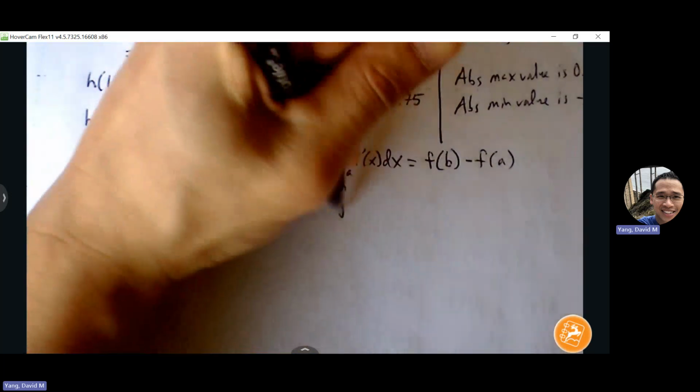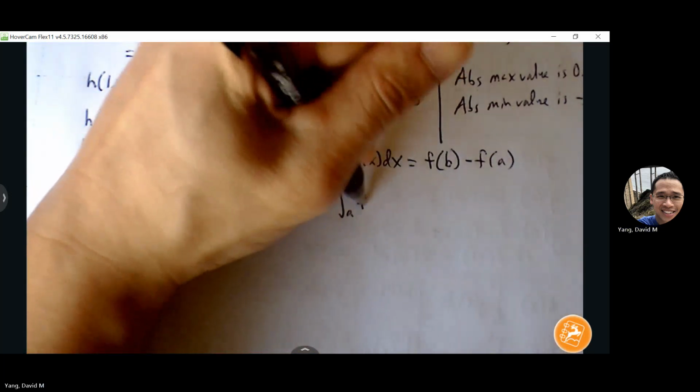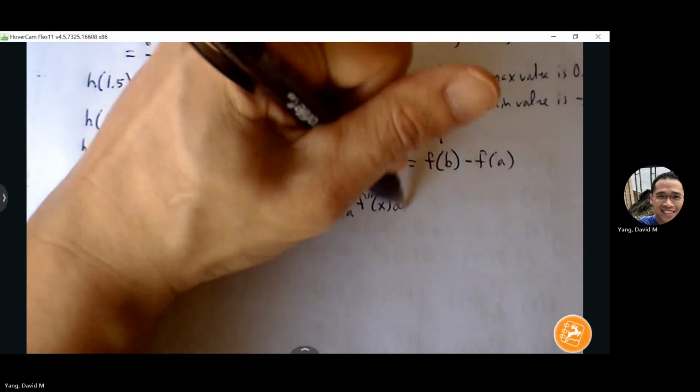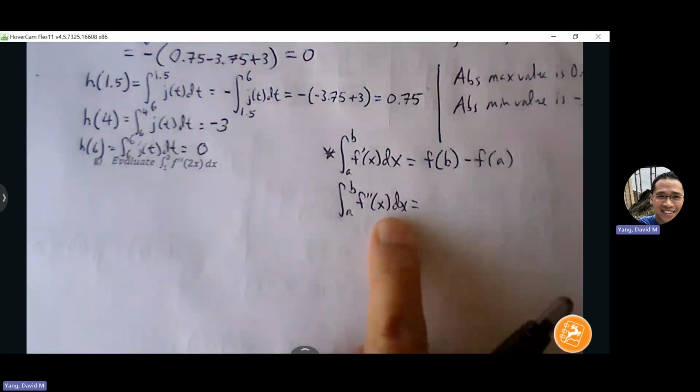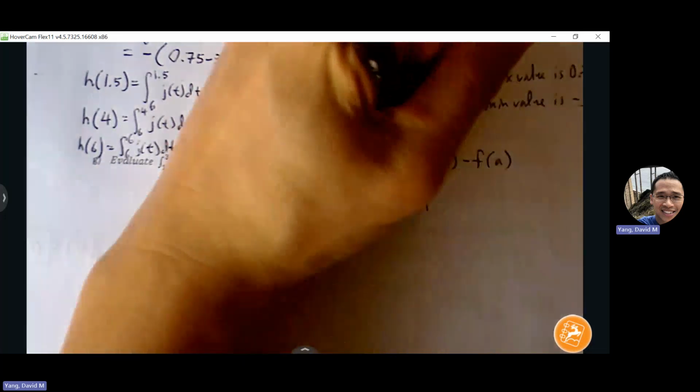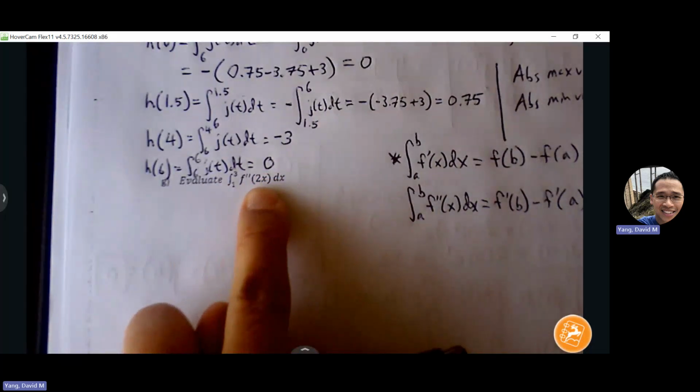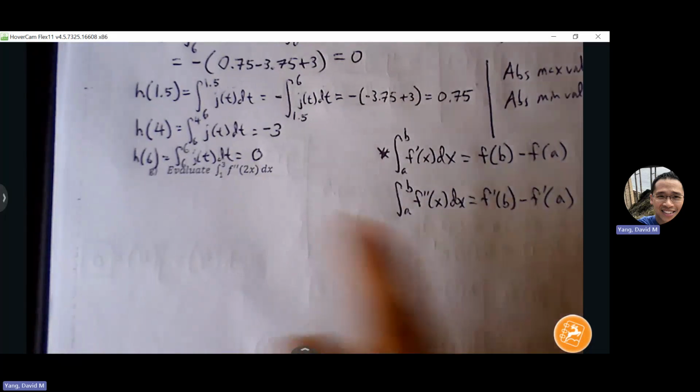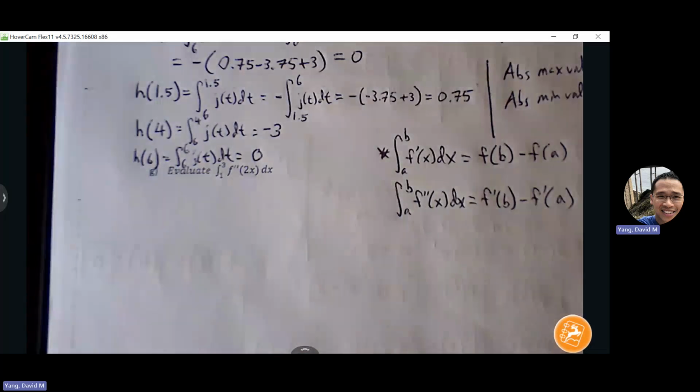So what if we are at the f double prime level? What's that going to turn into? Good, f prime of b minus f prime of a. So that's what we're going to do here. We're going to make that f double prime rise up to f prime. But before we do that, we've got to deal with that 2x.